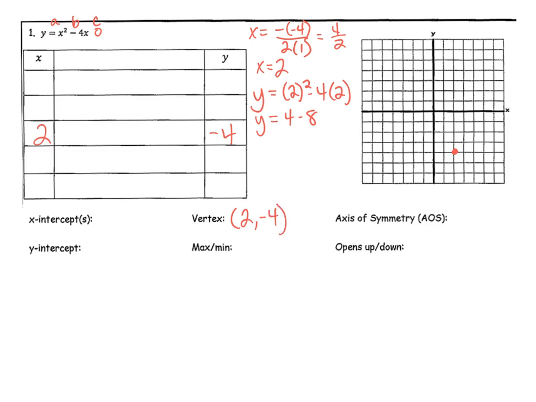Hey! Everyone stop what you're doing for a second. If my vertex is 2, -4, what's my axis of symmetry line? 2. Oh, look who's smarter than me. Good job, guys. I'm glad you made that connection. That was so perfect.